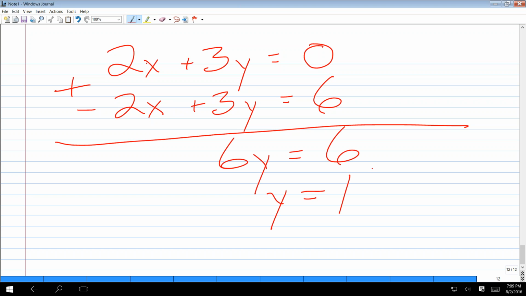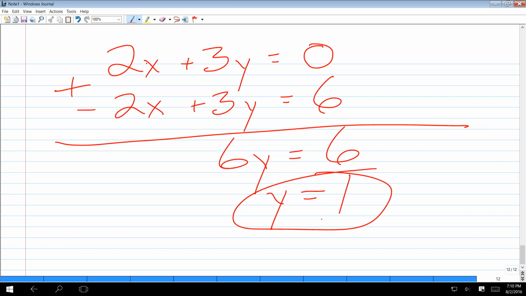And then whenever you use elimination, you always solve for the one variable that didn't get eliminated. So you always have to then go back and use substitution to solve for the other variable. And you can choose either one of these equations to solve for x. It doesn't matter which one. Both of them will give you the proper answer for x.